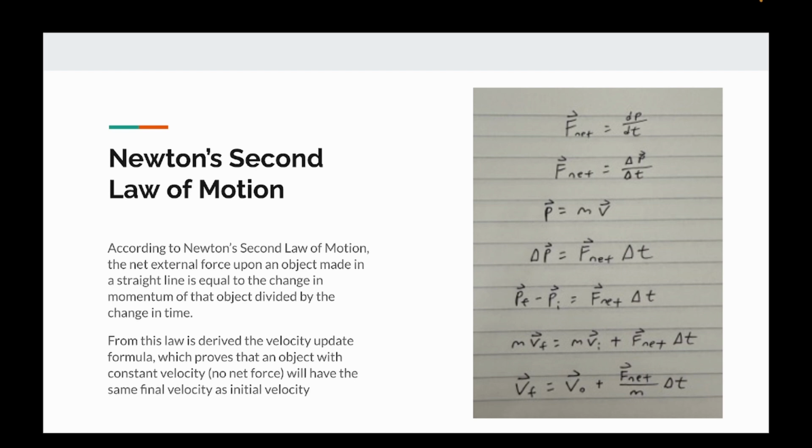So, some background on Newton's second law of motion. According to the second law, the net external force upon an object made in a straight line is equal to the change in momentum of that object divided by the change in time. And taking the formula for net force and subbing in the formula for momentum and doing some rearranging, you can derive the velocity update formula, which proves that an object with constant velocity, meaning no net force, will have the same final velocity as initial velocity.